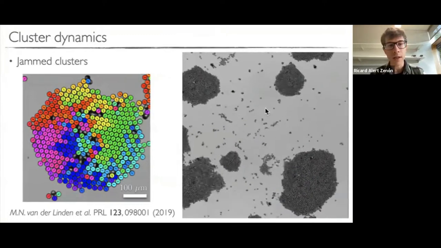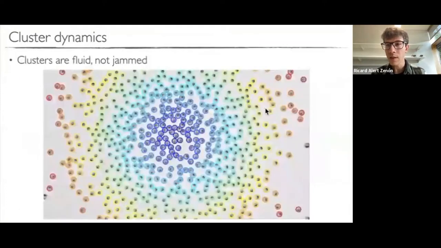Now, what I'm going to show you is that in our system, at lower self-propulsion speeds, we have something that is really different. In our case, the clusters look like this, they are much less dense. And this is going to become a movie where we color coded the particles according to their initial distance from the center of the cluster. Okay.